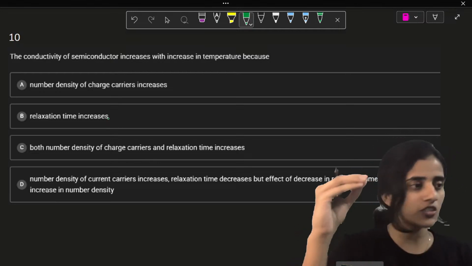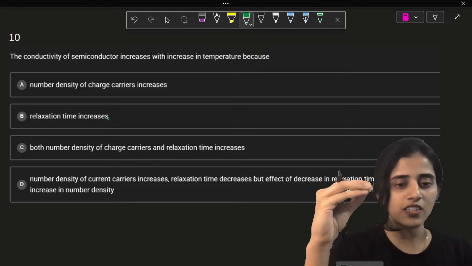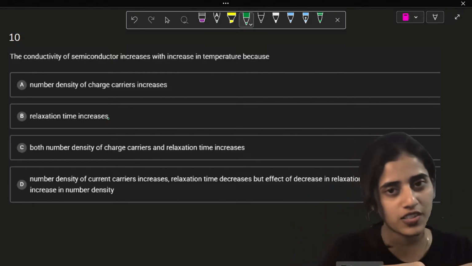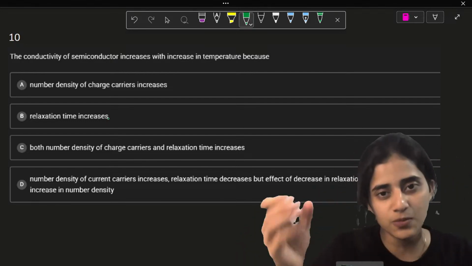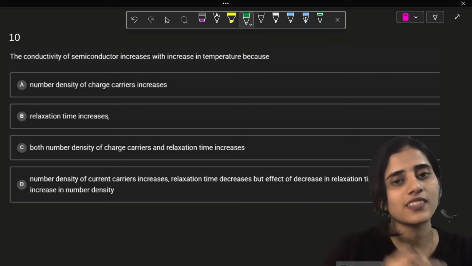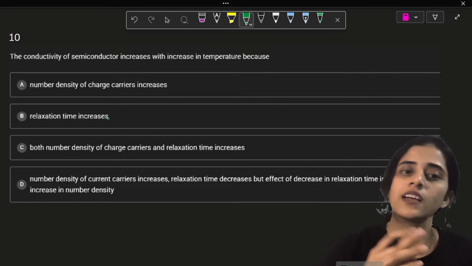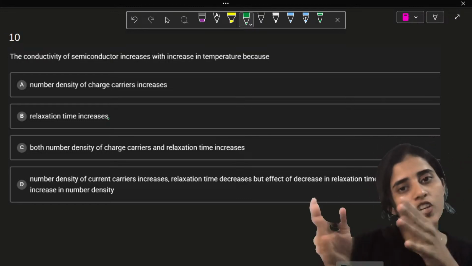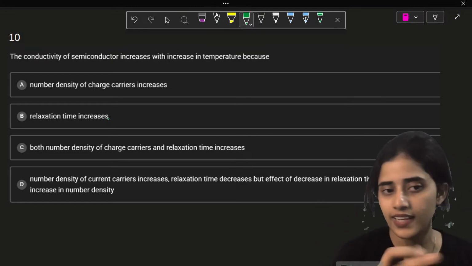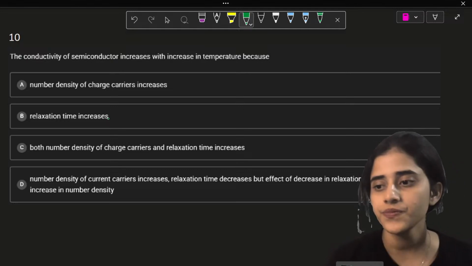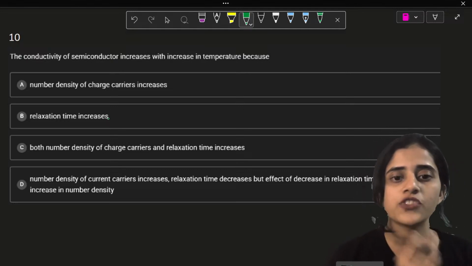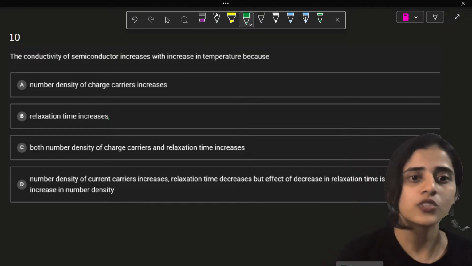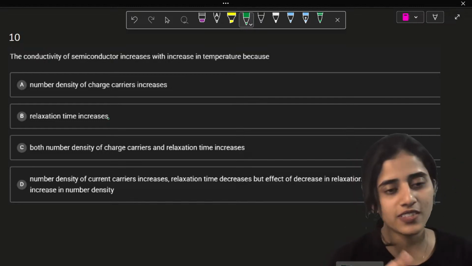If this is one electron, this is the other. Now imagine it travels for 2 seconds before it hits. So this 2 seconds is the relaxation time. Imagine it travels for 10 seconds before it hits another one. 10 seconds is the relaxation time. So they're saying that relaxation time will increase. That means the collisions will be less. Option C. Both number density of charge carriers and relaxation time increase. So option A and B combined is option C.